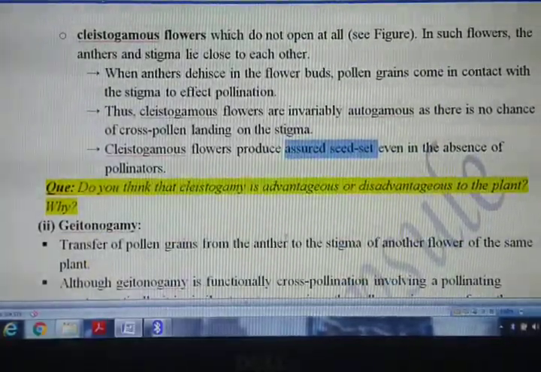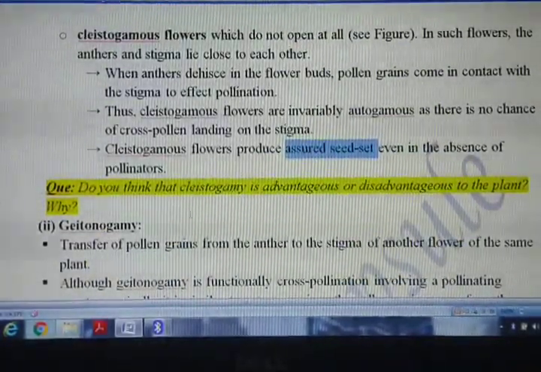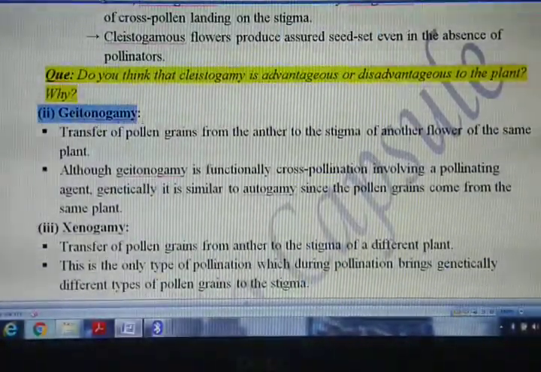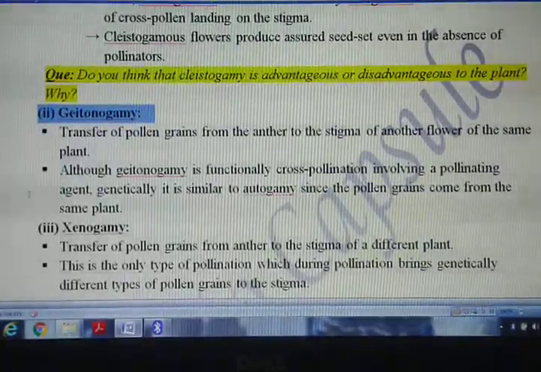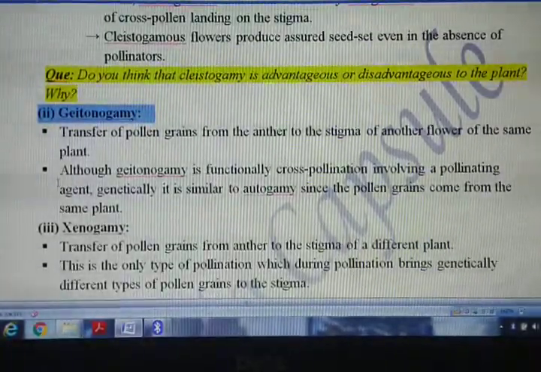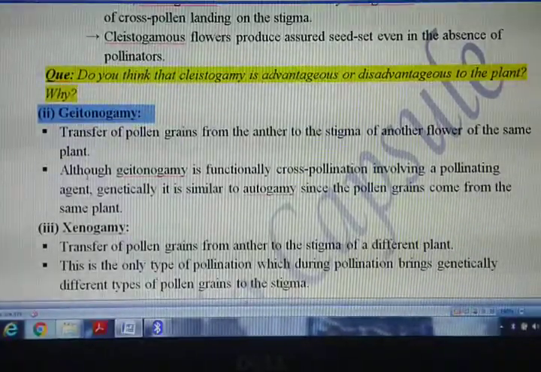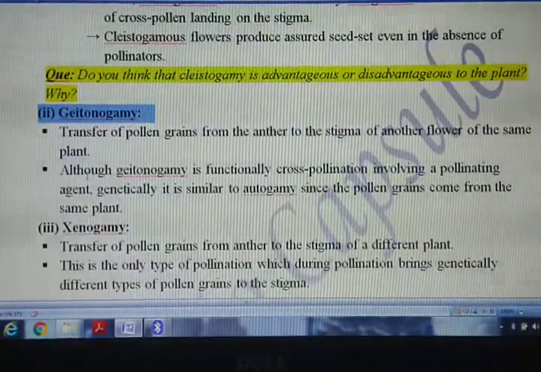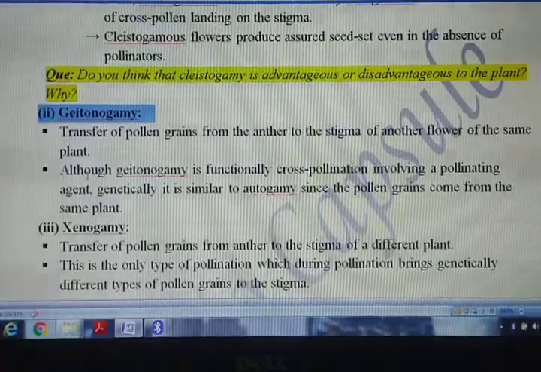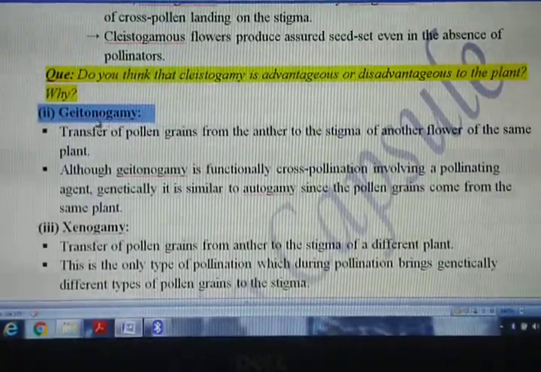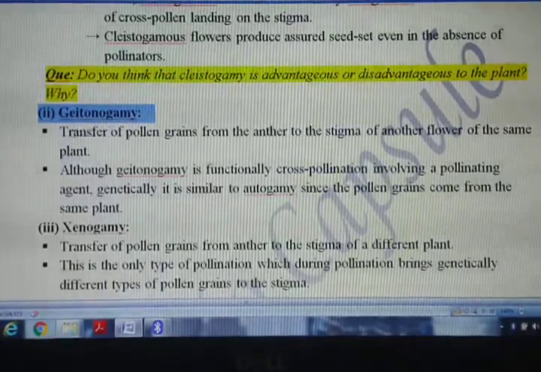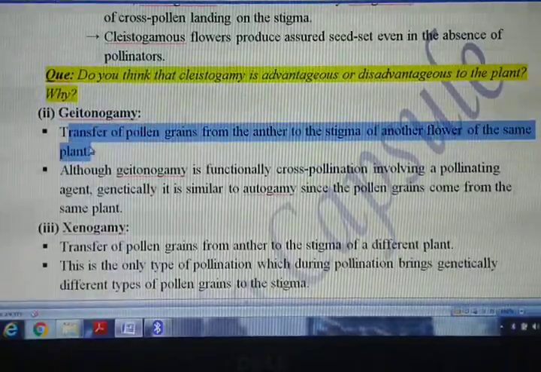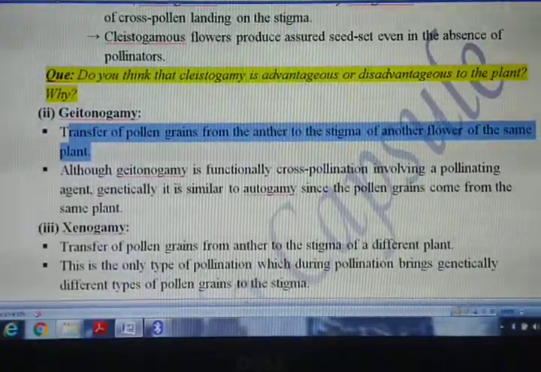Now what are the advantages and disadvantages? That is one question given, we have to think about. Then next one is geitonogamy. This also is a type of self pollination. Only thing over here, the transfer of pollen grain is taking place between two flowers on the same plant. The two flowers are different but the plant is the same. So this process over here is termed geitonogamy. The transfer of pollen grain from the anther to the stigma of another flower of the same plant is geitonogamy.